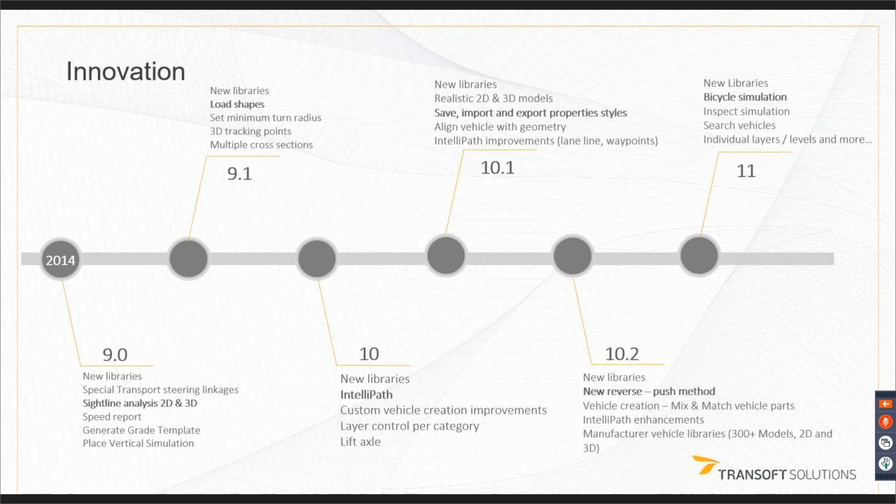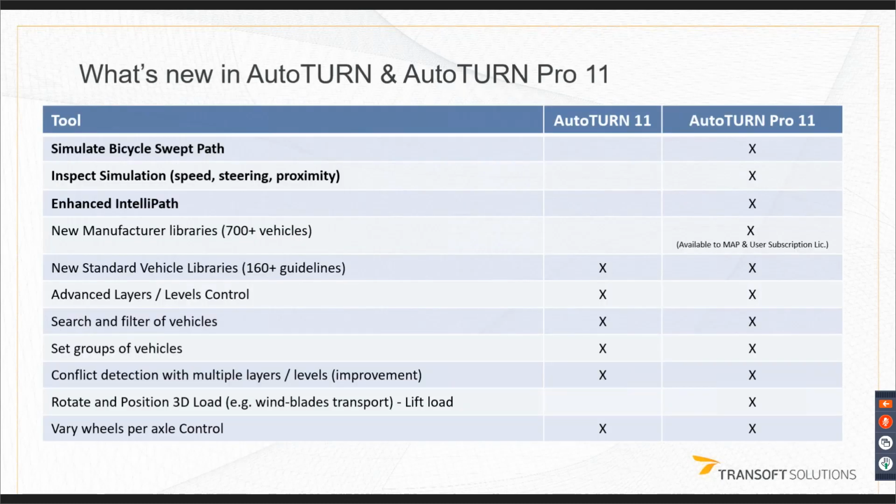So these are just the top 5 features for each release. There's more, of course. These are the ones that are worth mentioning here. And now for version 11, as you can see, we have a couple already listed there. But let me give you now the full list for AutoTURN 11. Oh, sorry. So this is what's new in the 11th version of our software. As you can see, the top 3 features are definitely going into the Pro version of the software.